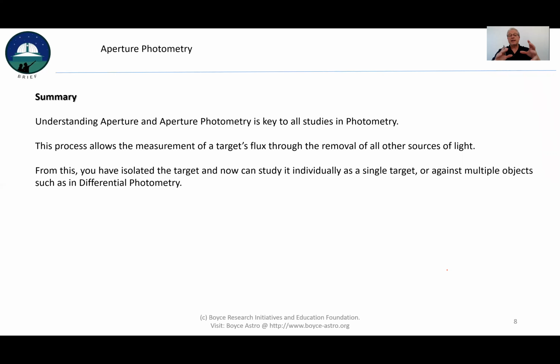In short, understanding aperture and aperture photometry is key to all studies in photometry. You will use this process time and again to measure the flux from not only your target, but from the background sky.